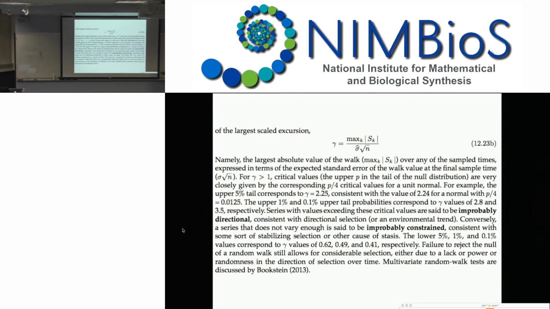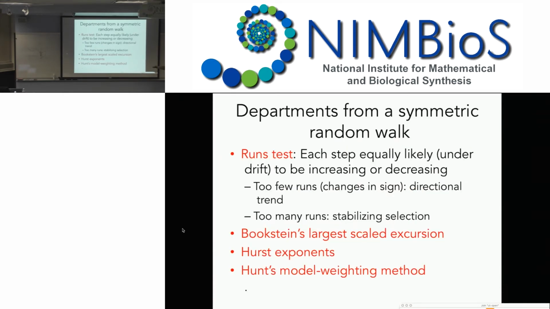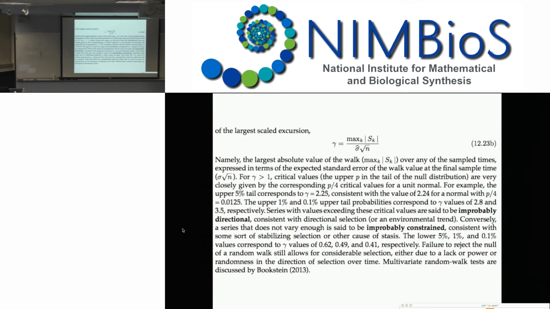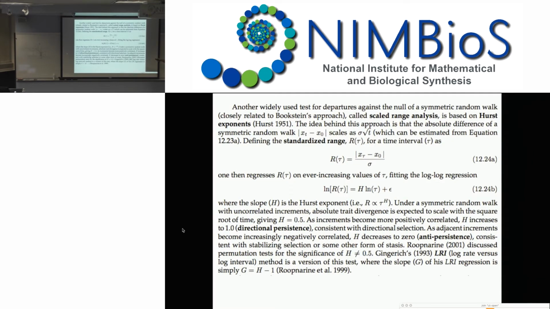So that's the scaled excursion idea of Bookstein. Hurst exponents is basically a very similar idea. In a given amount of time, tau, if you look at what's called the standardized range, the initial value minus the value at tau, that should scale as the square root of t. So if I do a regression, I compute this for larger and larger values of tau and regress it on the log of tau. The slope coefficient I get is called the Hurst exponent.